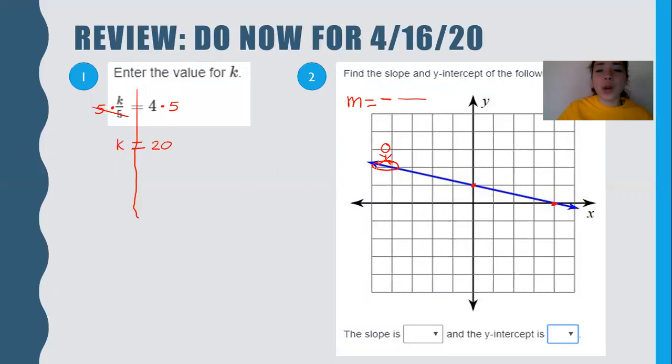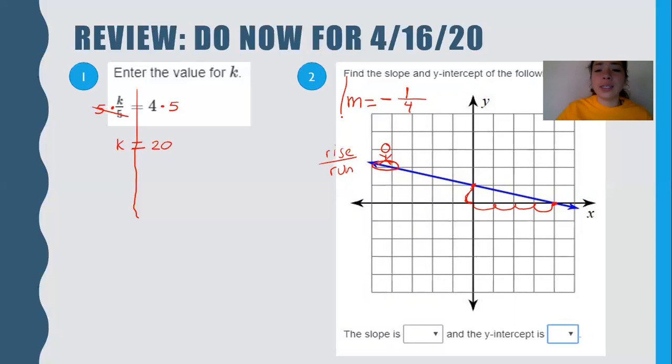Remember, slope is rise over run. So to get from here to here, how many spaces do I go either up or down? How many from here to here? How many spaces is that? 1. Good, we only have 1. And then for our run, from here to here, we go 1, 2, 3, 4.